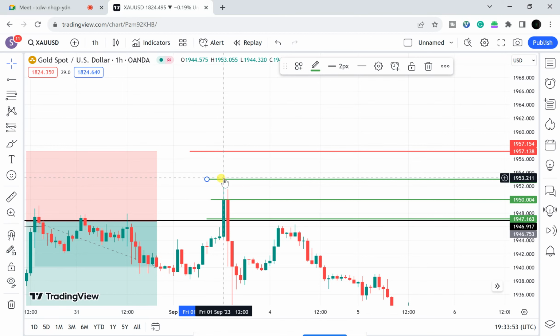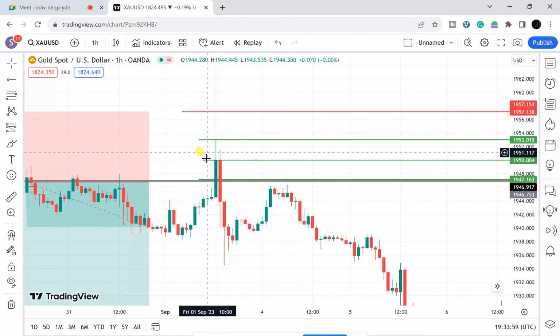Now you see that when the market touched this line, it started dropping. So what could have happened if you were using 0.1 here? You could have been losing a lot when the market was already somewhere here, right? Because this is already 1953. From 47, you're already losing 60 pips, which is $60.